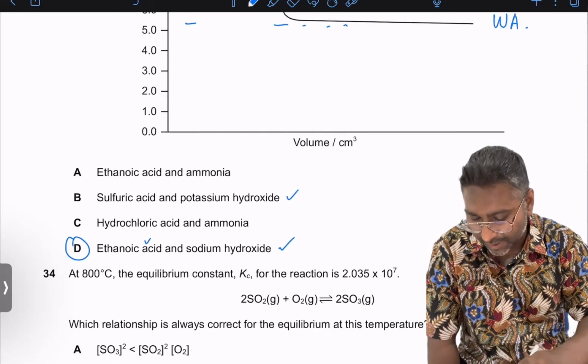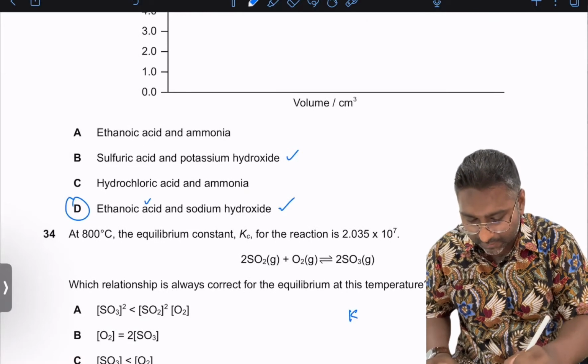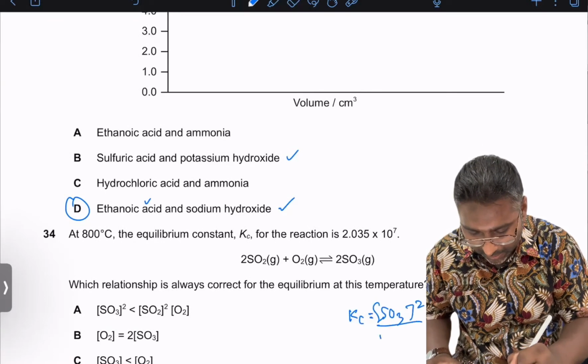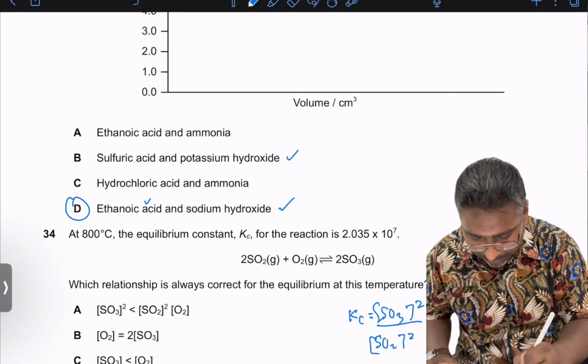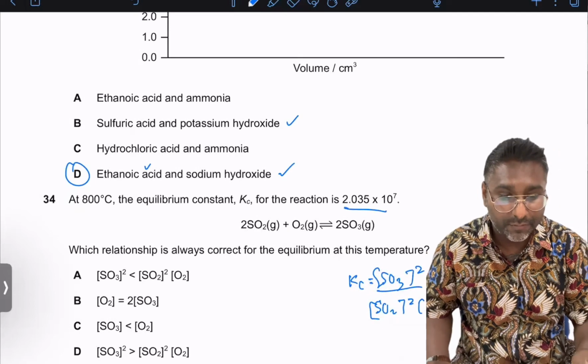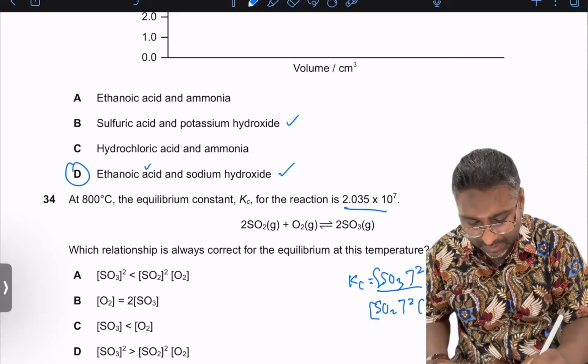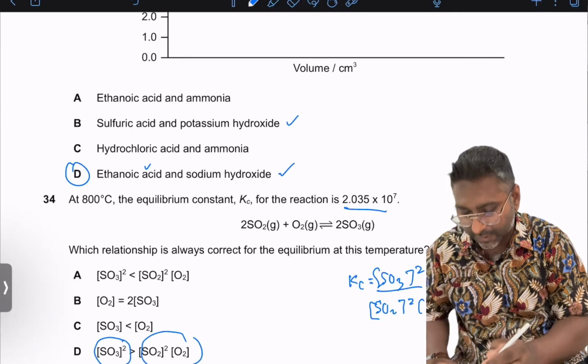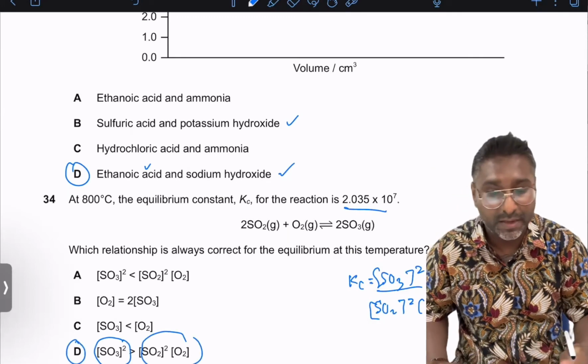And the last one. Kc is going to be SO3 to the power of 2 divided by SO2 to the power of 2, then O2. So the value over here is greater than 1. If it is greater than 1, this value must be greater than this. So of course this one must be greater than this at all times. So the answer is going to be D.